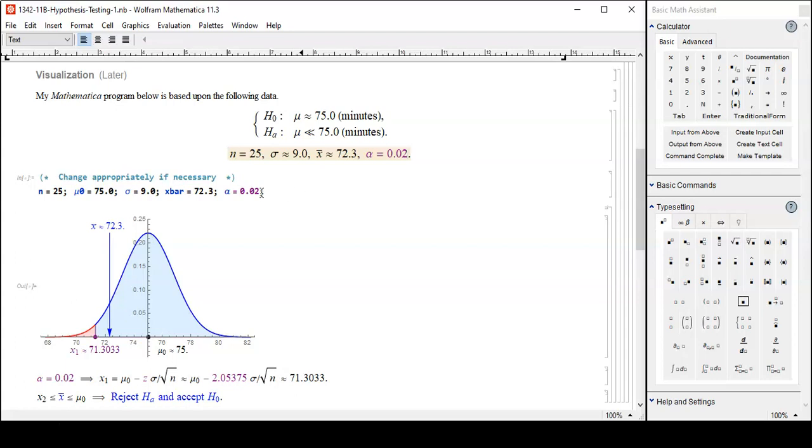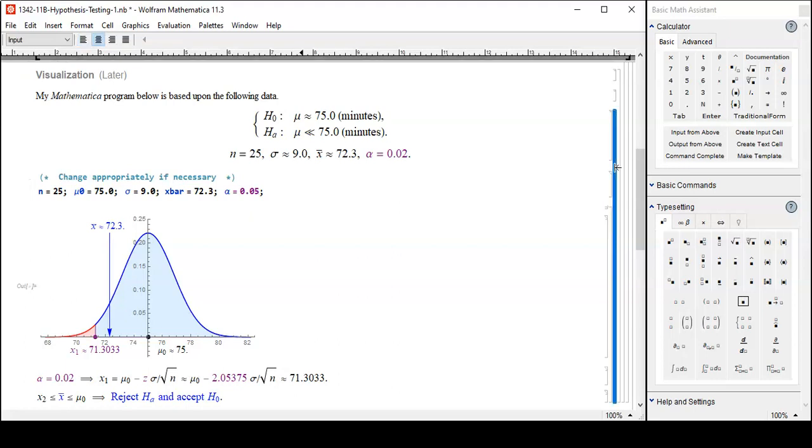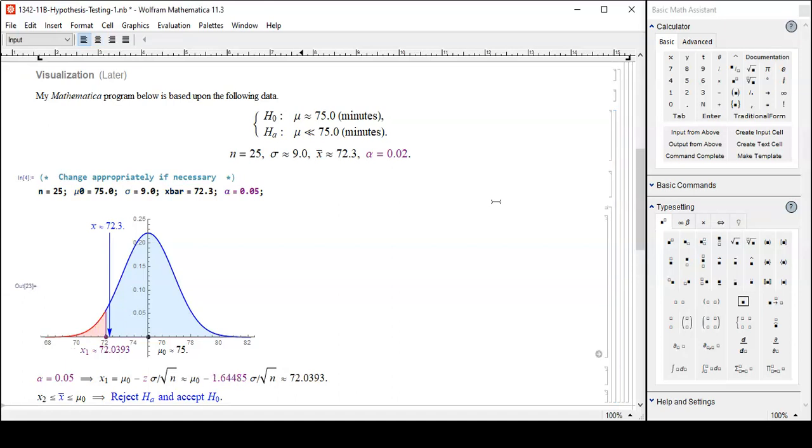Now let me change this alpha value to something greater, 0.05. So let me take 5% level of significance. So now the red area has 5%. There's 5% chance that the sample mean fell into this red region simply by luck, or bad luck, or maybe exceptional good luck. And pretty close, but still 72.3 fell into the blue region, so close to null, so we accept null.